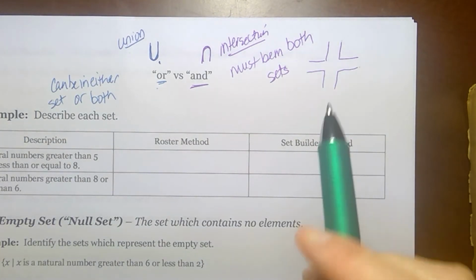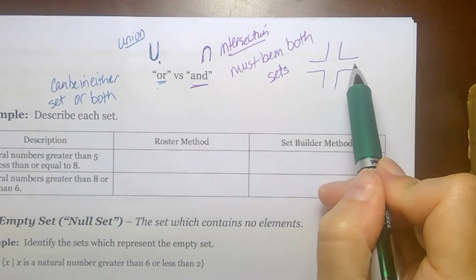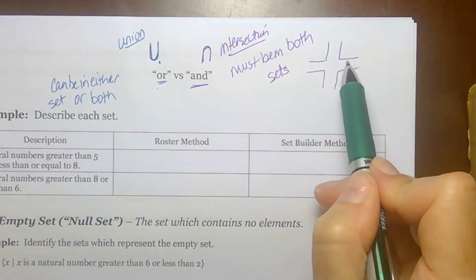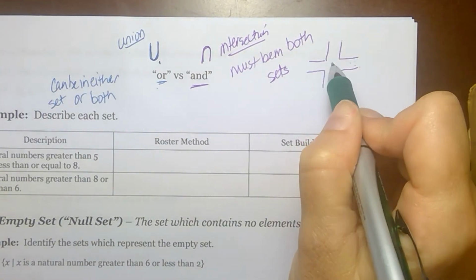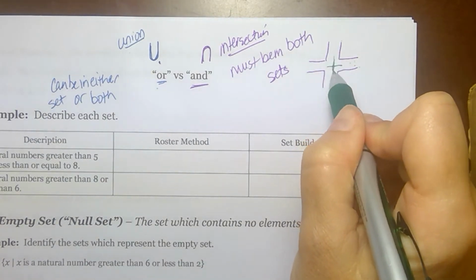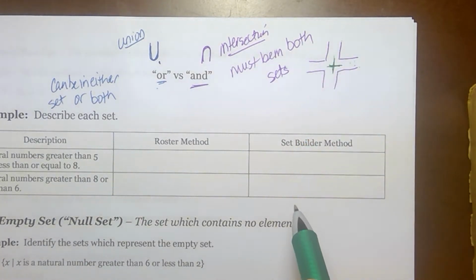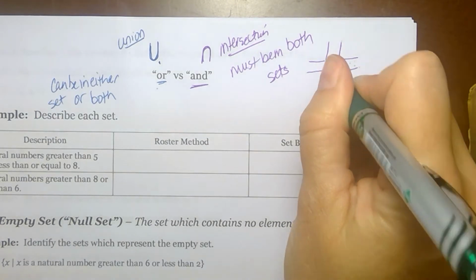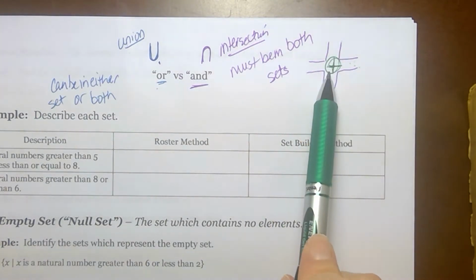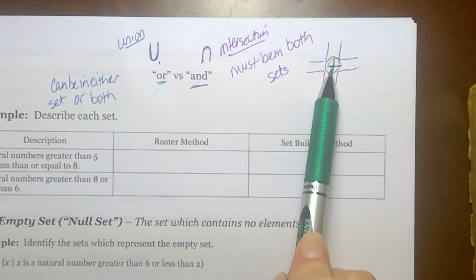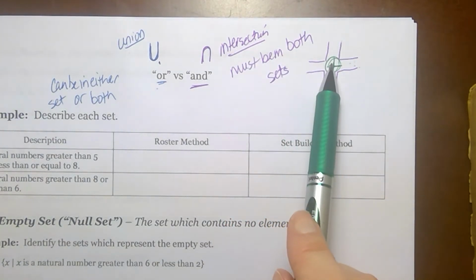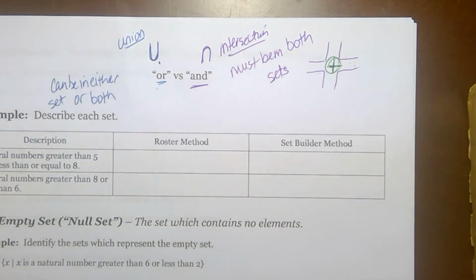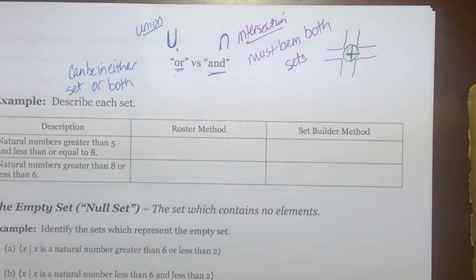If I am over here, I am not in the intersection. If I'm down here, I am not in the intersection. To be in the intersection, I have to be in both roads at the same time. This is the intersection. I'm in the intersection here. I'm in both roads. The intersection of sets includes only elements that are in both sets. Okay, my keyword or versus and.